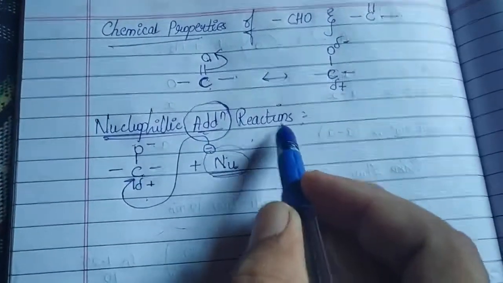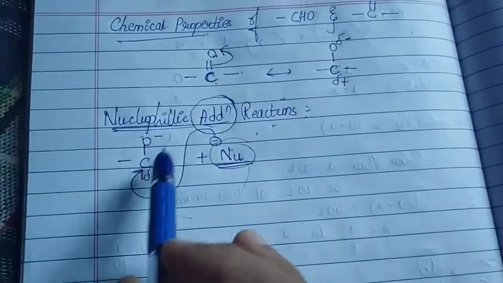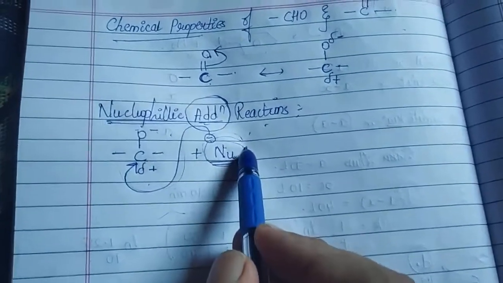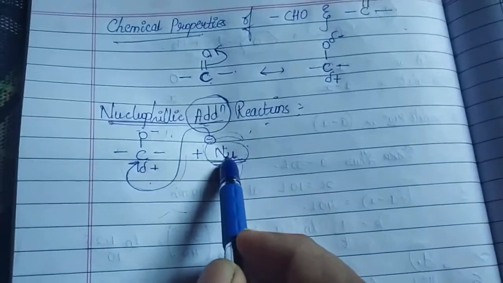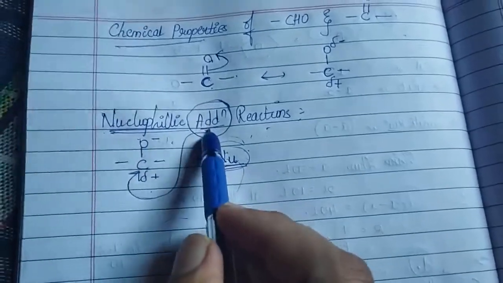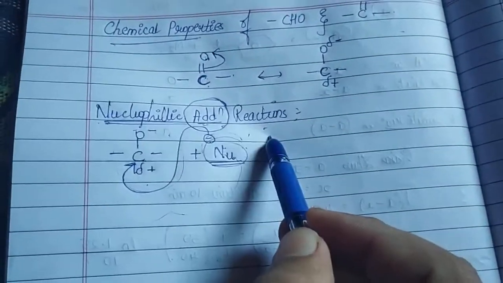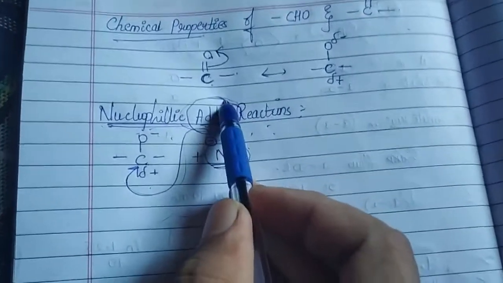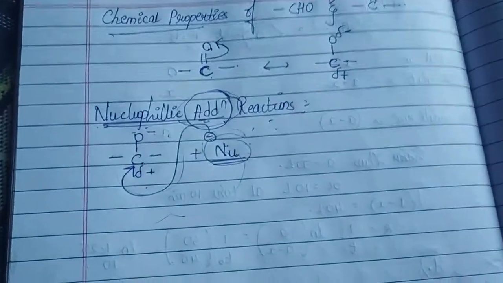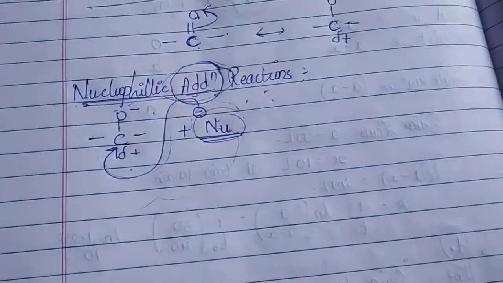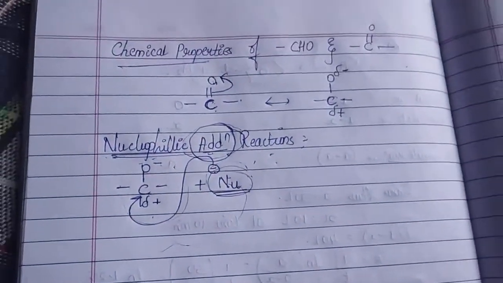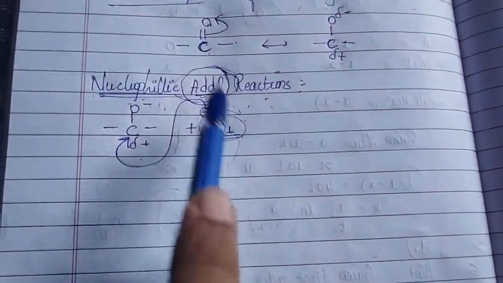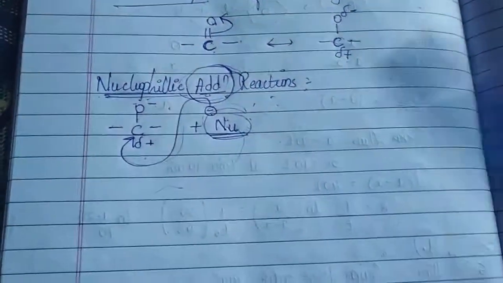It is adding, so the reaction is called nucleophilic addition reactions. Whenever carbonyl compounds react with a nucleophile, remember, they undergo nucleophilic addition reactions. Make a print of this statement in your brain. Is that clear? So one concept we have come to know is that whenever a carbonyl group reacts with a nucleophile, it gives you an addition product.